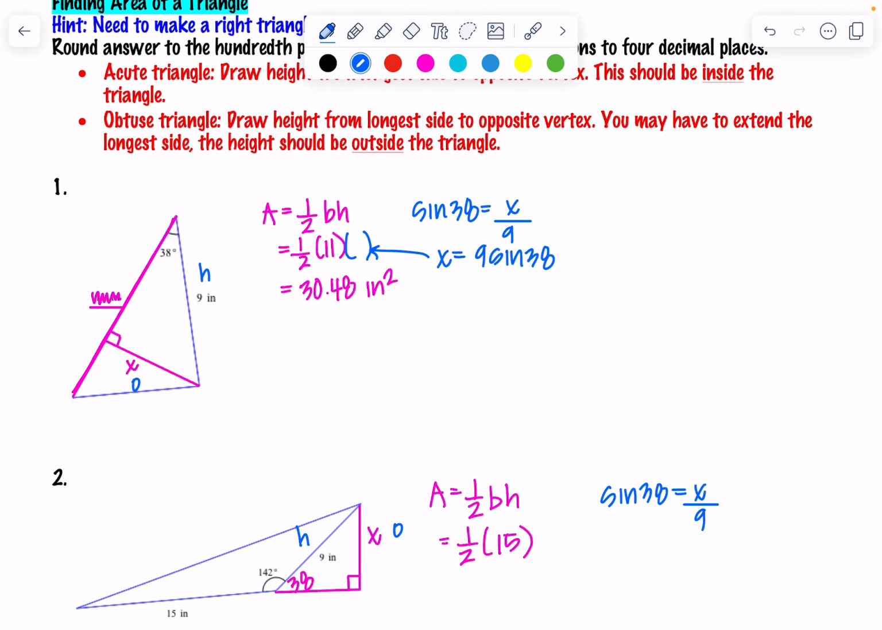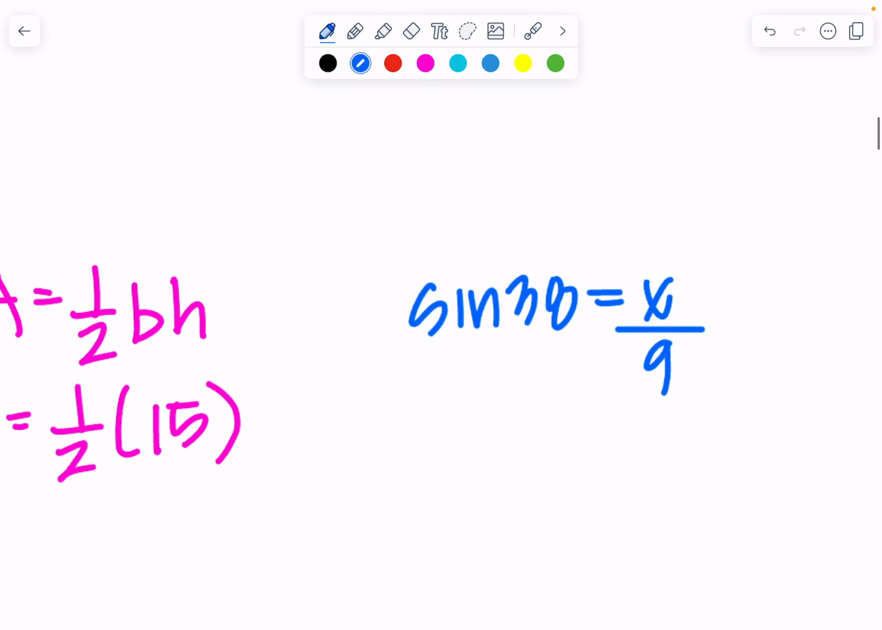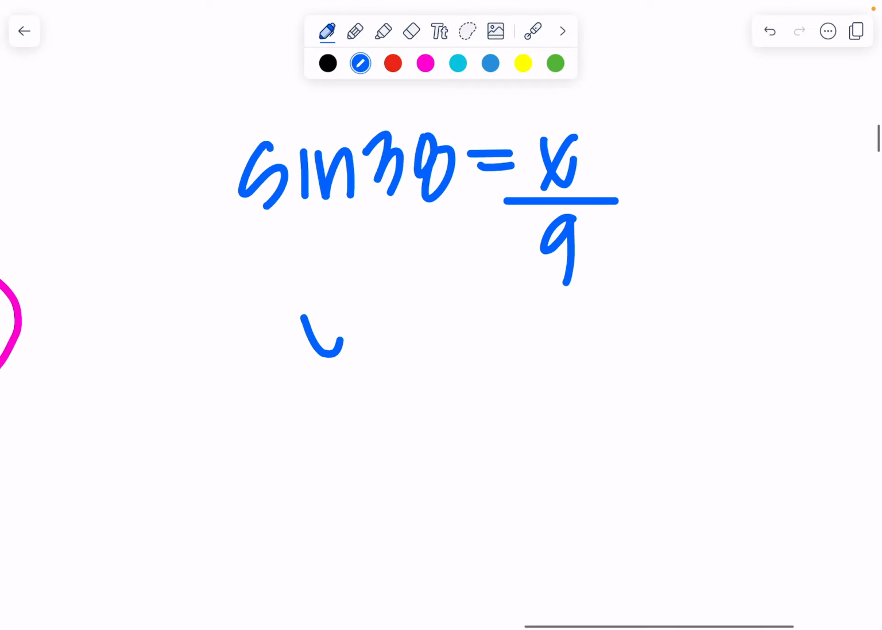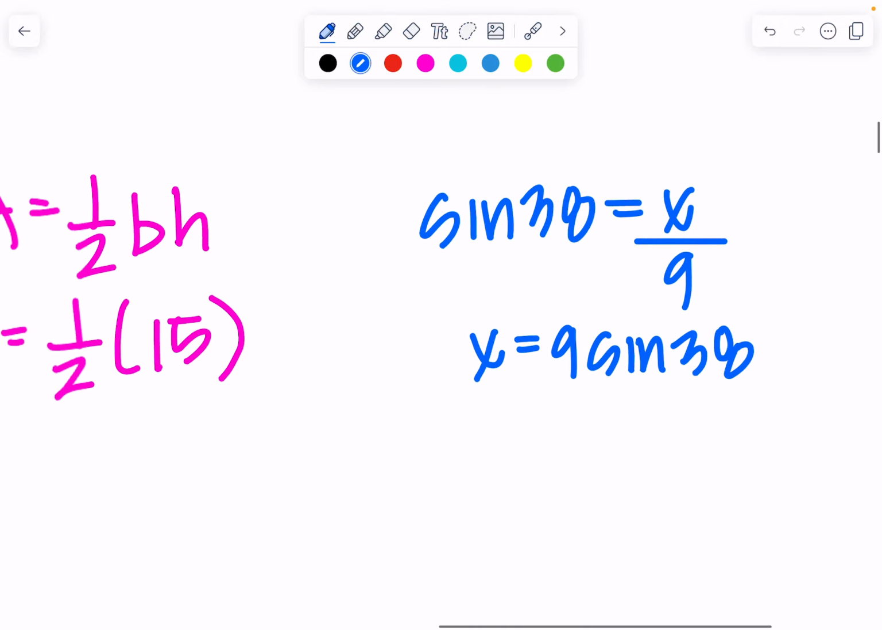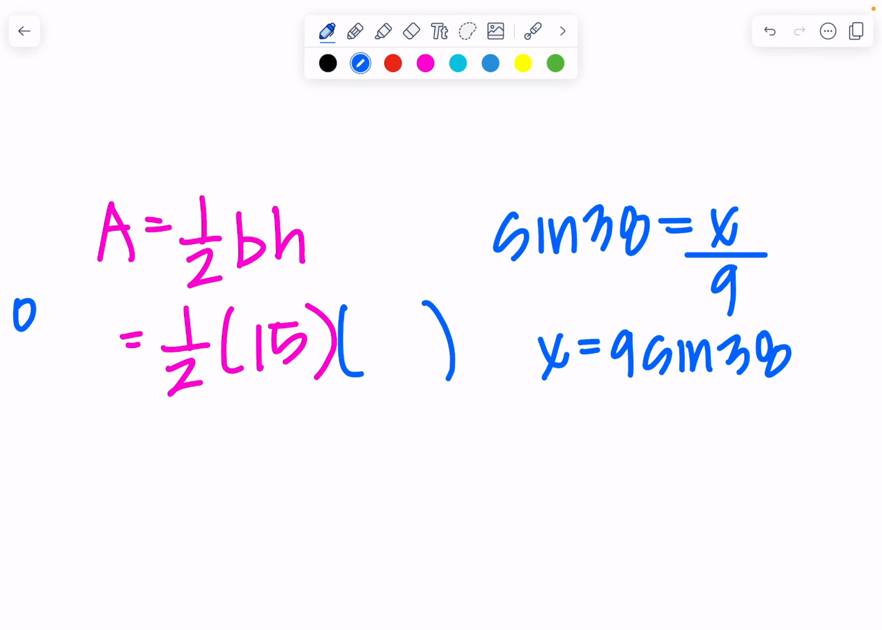Very rare that's going to happen. That's exactly the same type of numbers. So that is definitely a coincidence. Don't get used to that. So 9 sine 38 happens to be the height again on this problem. And again, I would do the same thing where you're plugging it into your calculator. So type in 9 sine 38 equals, multiply that by 15, equals, divide by 2, equals, and you should get 41.56 inches squared.